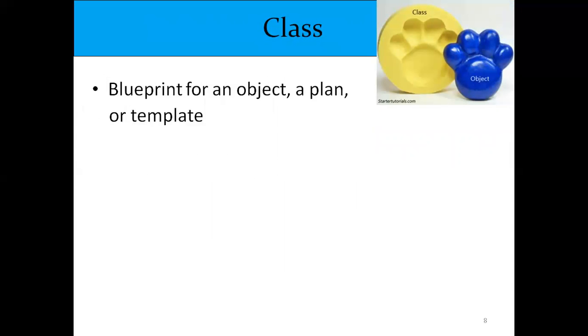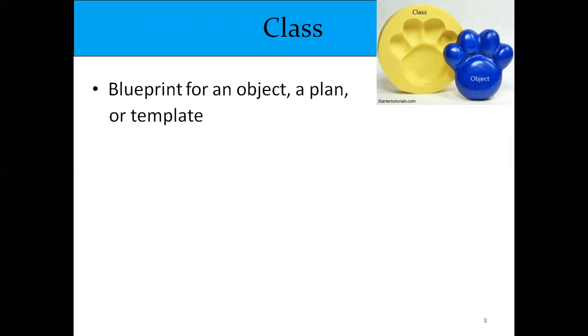Let us see the next principle called a class. Class is defined as a blueprint for an object, or it can be defined as a template or a plan. If you consider this example, the yellow one is defined as a mold, or a template for creating objects. With that mold, we can create different types of objects. The blue object is called an object here.